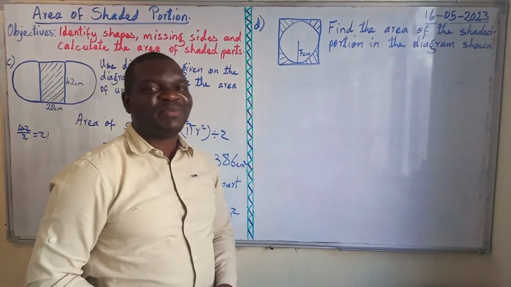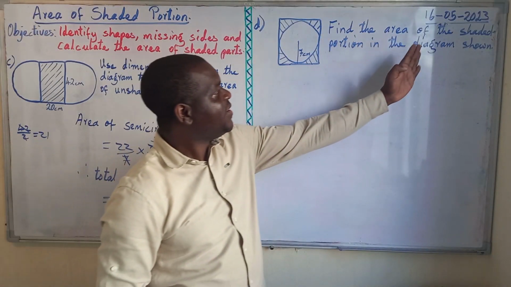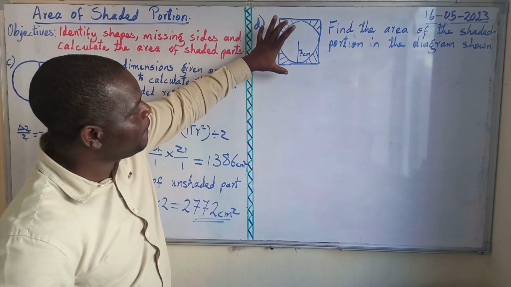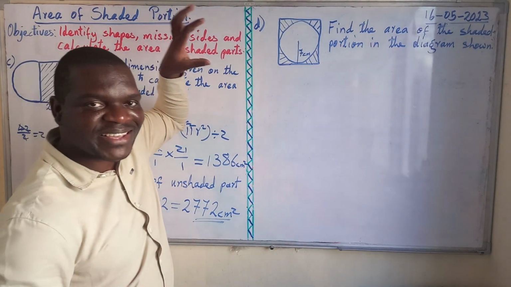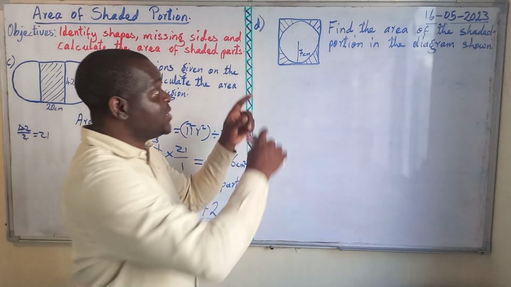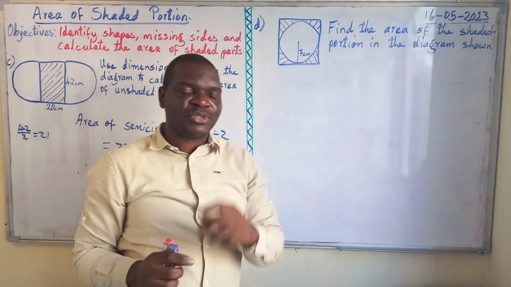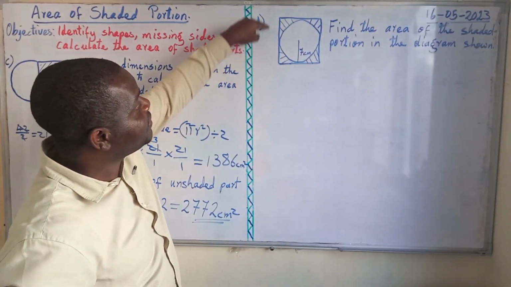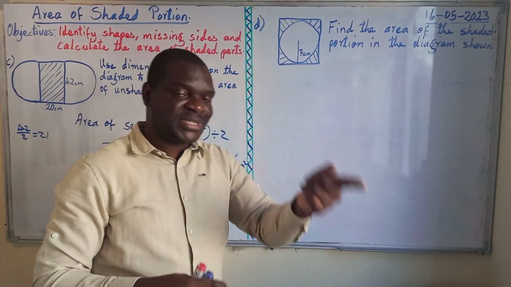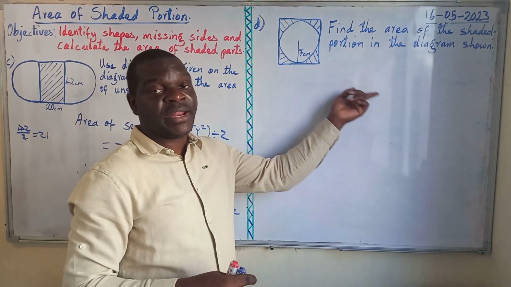Our last example for the day says, find the area of the shaded portion in the diagram shown. This is the diagram. This is a square, and in this square there is a circle, and the radius of this circle is 7 centimeters. We are asked to calculate the area of the shaded portion only. We find the area of the square separately, then we find the area of the circle, and we subtract the area of the circle from the area of the square.